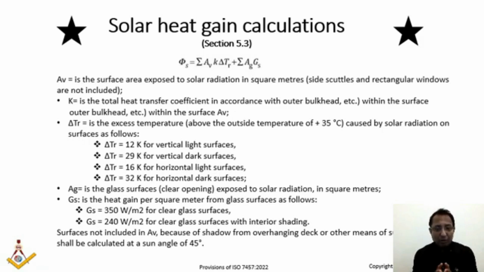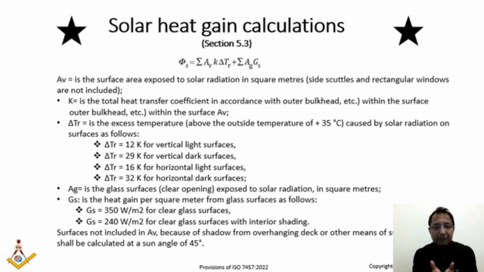And not only that, all the guidance is also given here: for temperatures in excess of, say, 35 degrees Celsius, what values of the delta TR to be considered has already been given. So again, no need to hesitate to use these values.